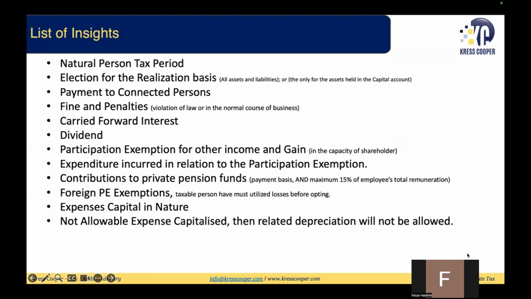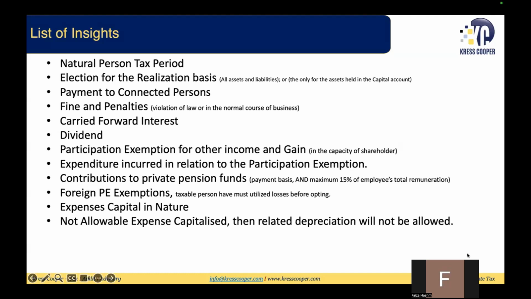Foreign PE exemption. Important thing is you can opt for the foreign PE exemption, but tricky thing is if there are any losses and you have adjusted any losses in the past, first you need to offset all those losses, then you will be able to opt for the foreign PE exemption. Otherwise, you cannot opt for it.